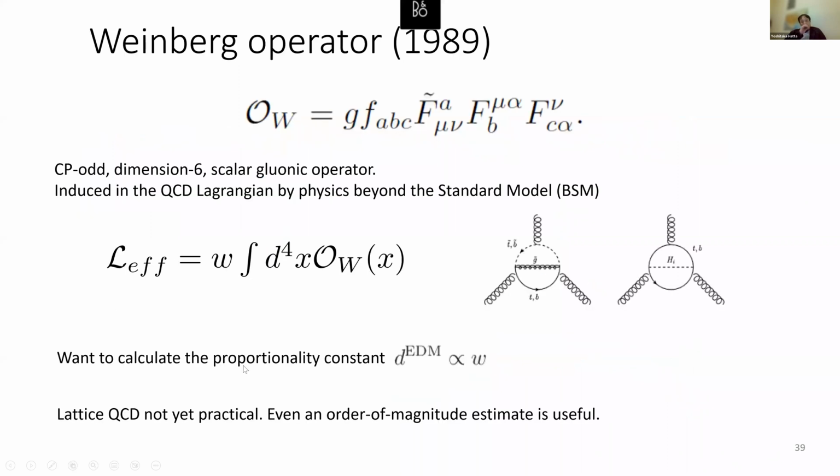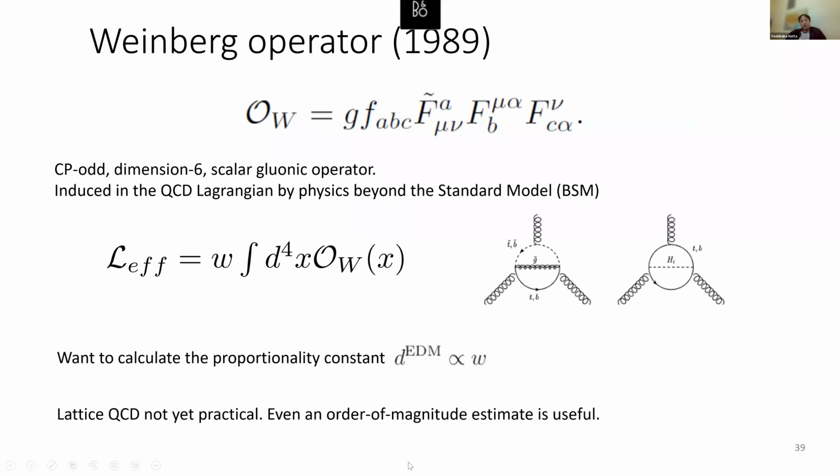And there are several scenarios beyond the standard model that can induce an EDM, and one of them is called the Weinberg operator. This is a dimension 6 CP-odd operator, which can be induced in the QCD Lagrangian in certain scenarios beyond the standard model.